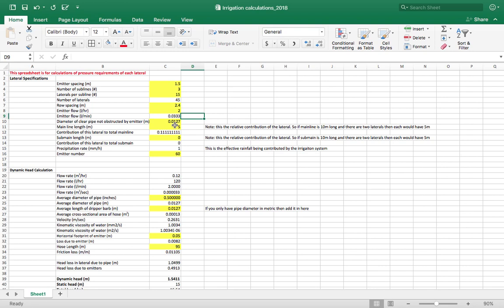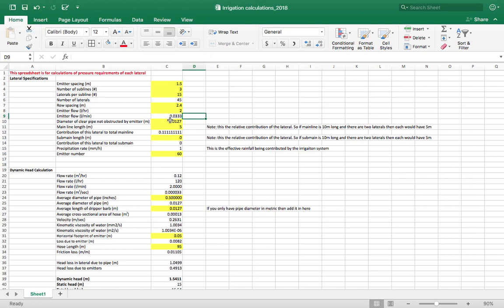The diameter of the clear pipe not obstructed by the emitter. So in some dripper systems, you actually plug the dripper into the hose, and then the barb sticks into the hose and effectively narrows the diameter of the pipe at that particular location, which increases the turbulence. So we need to factor that into our calculations down the track. So we need to tell this spreadsheet how much diameter of clear pipe is there above the emitter.